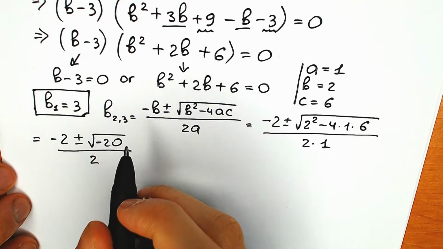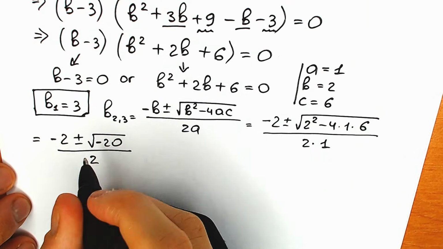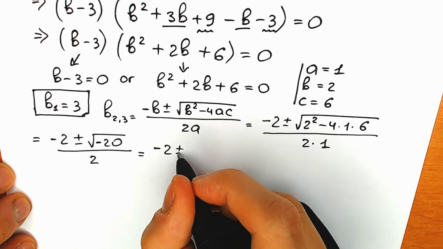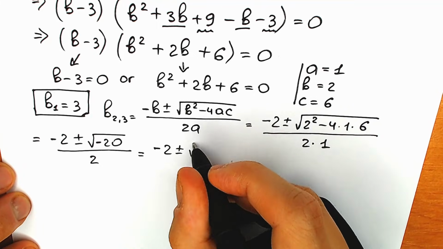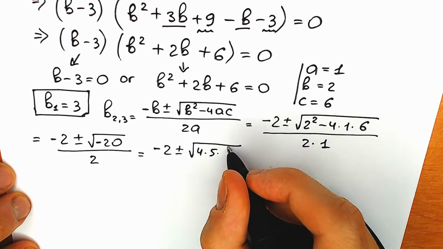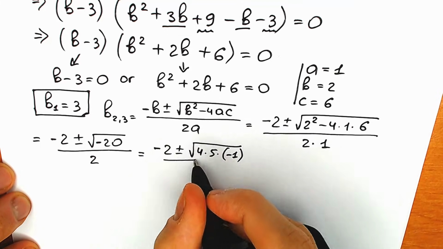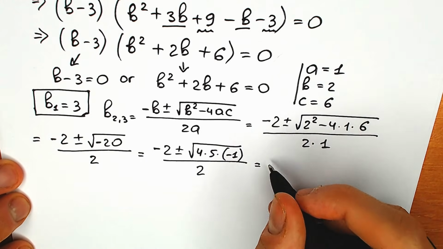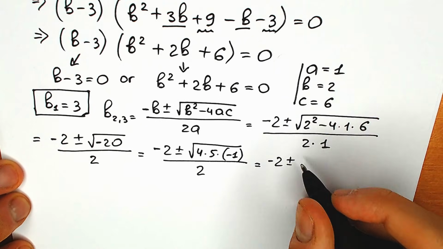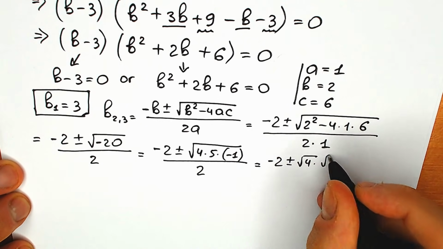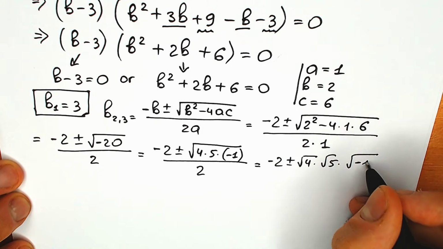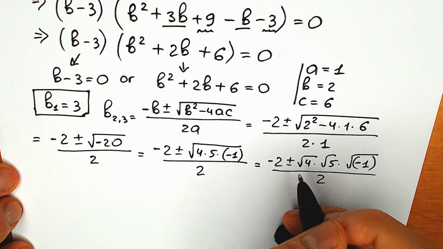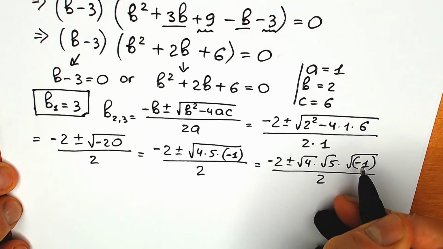Okay, so these are our two complex roots, but we can simplify this a little bit, because this square root of minus 20 we can rewrite. So let's do it. We have minus 2 plus minus, we can rewrite this square root of minus 20 as 4 times 5 and times minus 1, and all over 2. Okay, and right now we can split it, because there's a really important property, our square root property. So plus minus square root of 4 times square root of 5 and times square root of minus 1, all over 2. Square root of 4 equal to 2. This is our imaginary unit, this is our i.